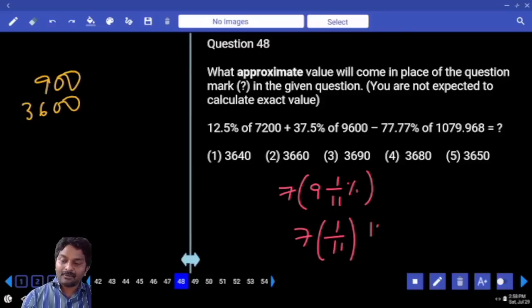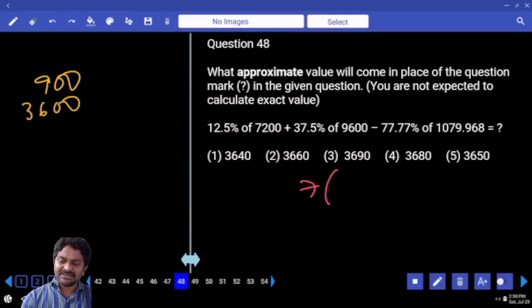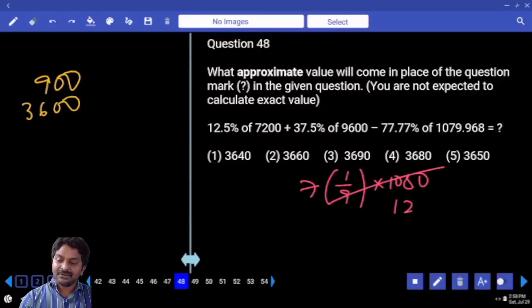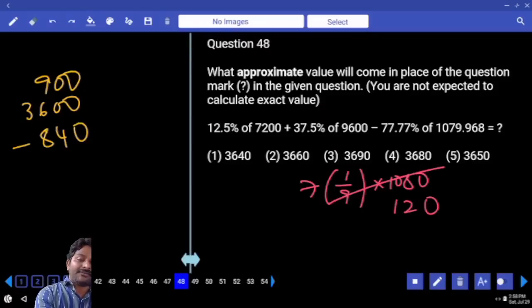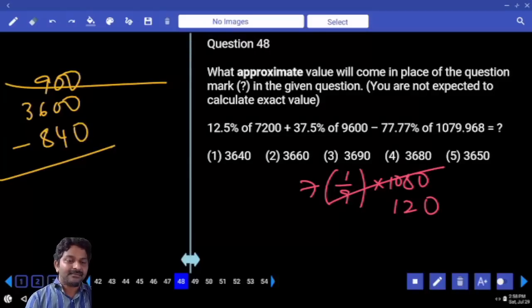1080. Wait a minute, it came as 11. This is 7 into 1 by 9 into 1080. 9 how many times? 120 into 7. 840 must be subtracted, right? Subtract it from 900. Answer 3660.